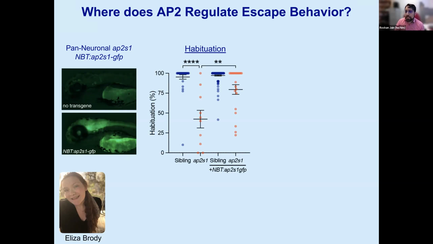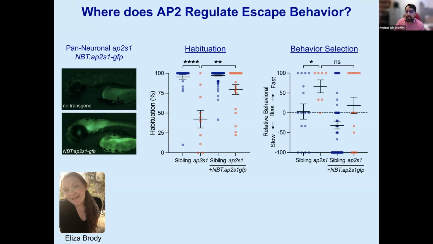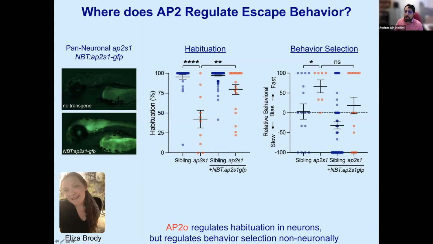When she then looked at the bias behavior, surprisingly, we don't actually see a shift in their bias. So there's potentially a bit of a trend towards shifting their responses back towards these slow responses when we give them weak stimuli, but it's not significant, and we've done this several times. In each case, we haven't found a significant improvement of their behavioral bias selection. So we're seeing a bit of a dissociation in terms of where this gene may be required for these two different modulations of escape behavior. It seems to be affecting habituation within the nervous system, but it seems to be affecting this behavioral bias through a non-neuronal function.